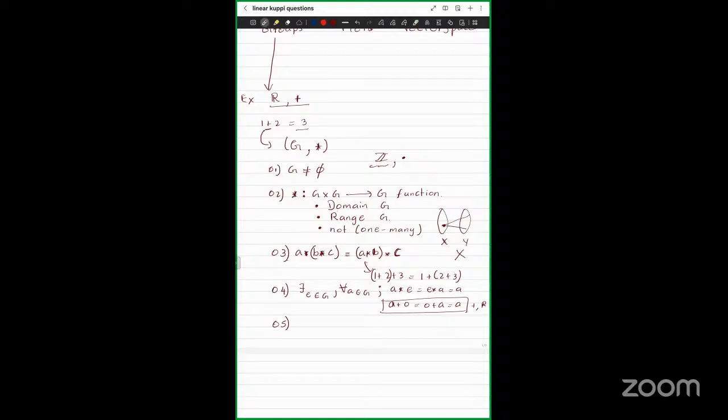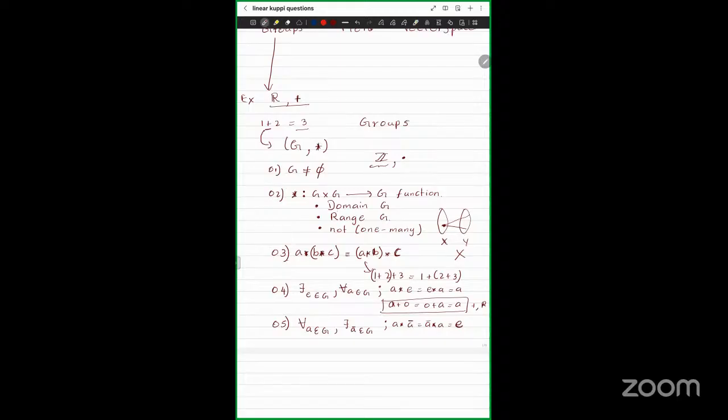The fifth condition is there should be an inverse. So for all A in the set G, there exists an A bar. It can be one or two, so at least one. That is, if we perform that operation with A, that should give us the identity element. If it gives the identity element, then it is the inverse. So these conditions are for groups. If these conditions are satisfied, we can call it a group.